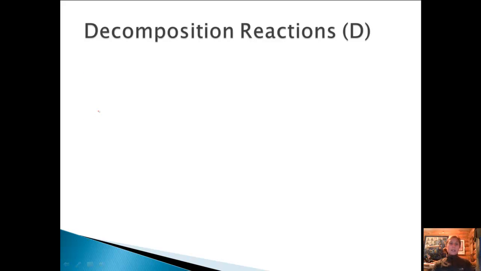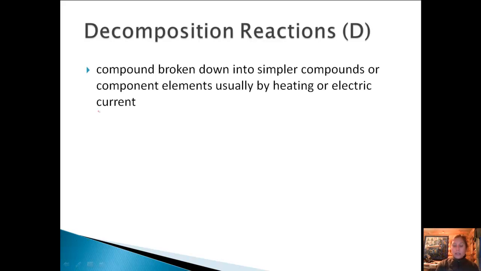Okay, then we have the opposite of synthesis reactions, which are decomposition reactions. If something decomposes, it breaks apart. Roadkill decomposes on the road, and pretty soon it's not a raccoon anymore. It's tire tracks. So that's what you're thinking of when you think of decomposition.